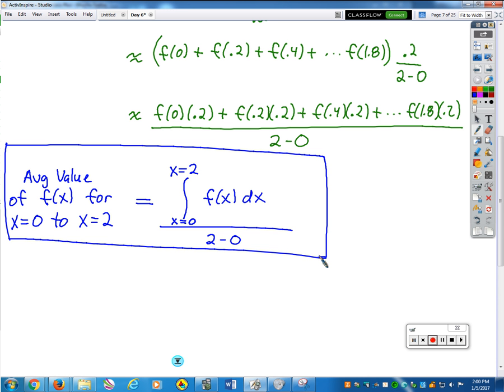Questions? Oh, please. So the average value of f of x is kind of like the change in position over change in time. Is that what it is? Interesting way to think of it. No, it doesn't really, hard to equate that, to be honest.